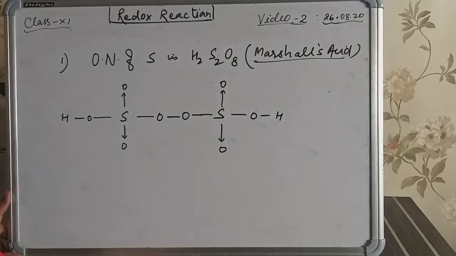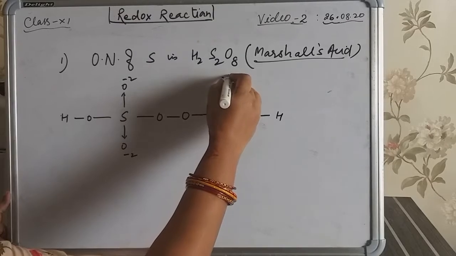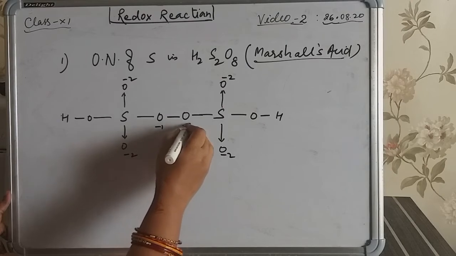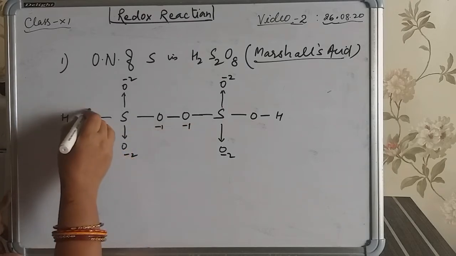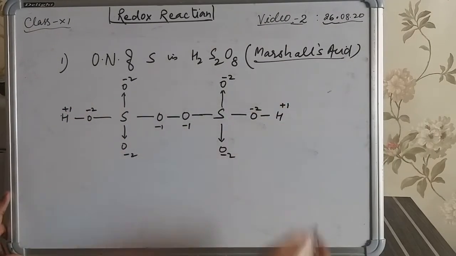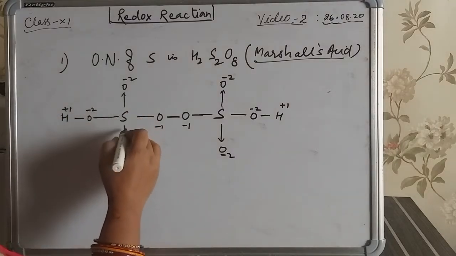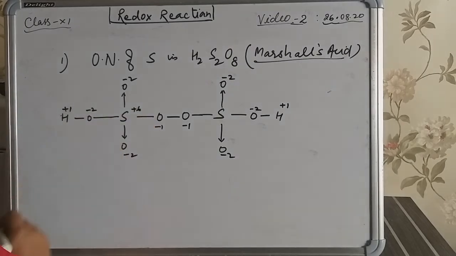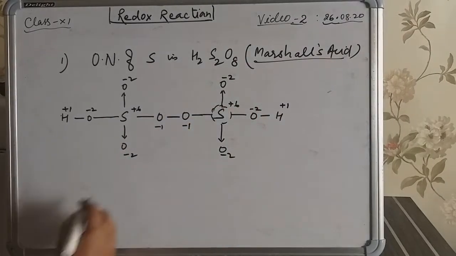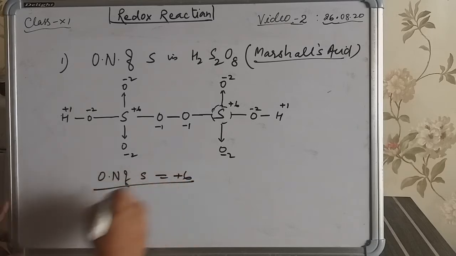Oxygen and oxygen: simply oxygen is in the -2 oxidation state, here is also -2, -2. This is the peroxide, so -1, -1. This is -2, +1, -2, +1. So count the total oxidation state on the sulfur: 2, 4, 5 and 6, plus 6, and here is also plus 6. So the oxidation number of sulfur comes to plus 6.